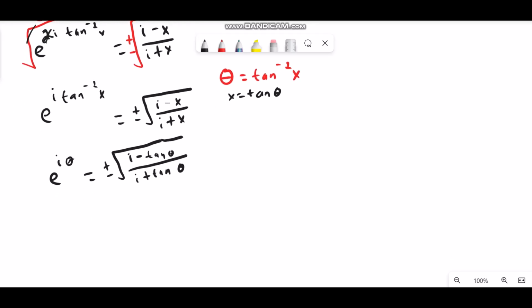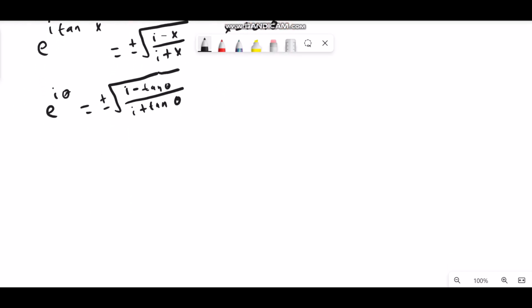Now we're just going to do some trig work here. I mean, we do have a formula now, pretty much. We have a formula for e to the i theta, but I'm just going to simplify it a little bit. So we have e to the i theta equals plus or minus square root. I'm going to go ahead and multiply both sides by the conjugate of the denominator. Well, not both sides. I'm going to multiply the top and bottom is what I meant to say.